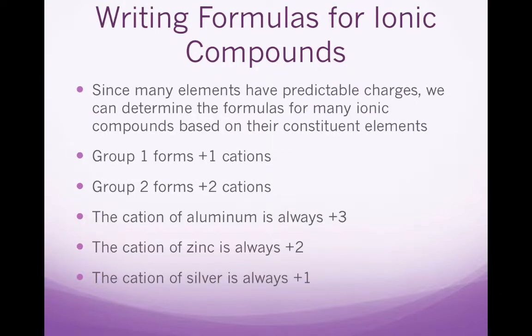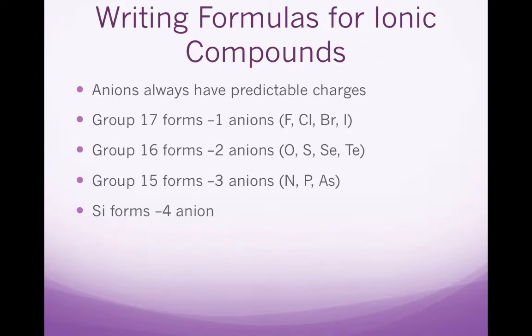Okay, let's talk about how to write formulas for ionic compounds. Since many elements have predictable charges, we can determine the formulas for many ionic compounds based on their constituent elements. So group 1 forms +1 cations, group 2 forms +2, and then aluminum is always +3, zinc is always +2, and silver is always +1. And you need to know this. And then anions always have predictable charges. Group 17 forms -1, group 16 forms -2, group 15 forms -3, and silicon forms a -4 anion.